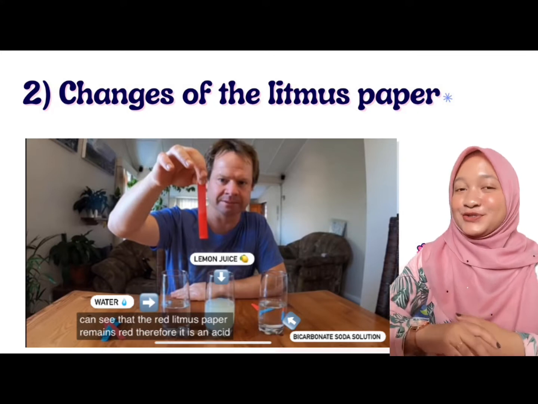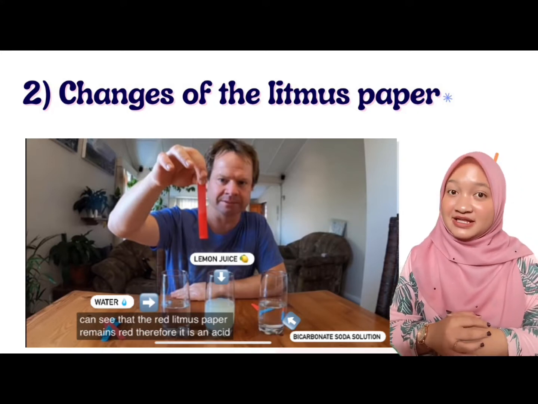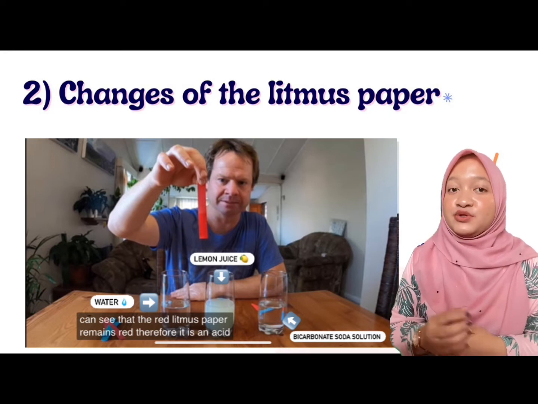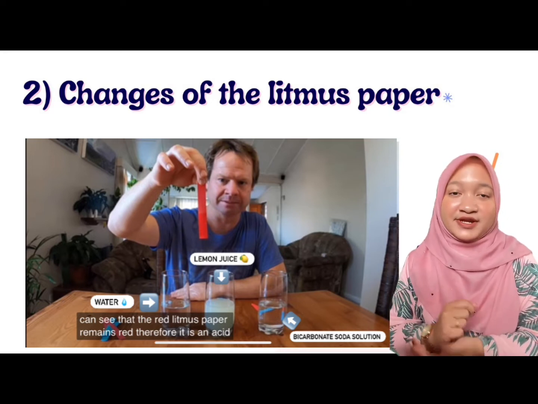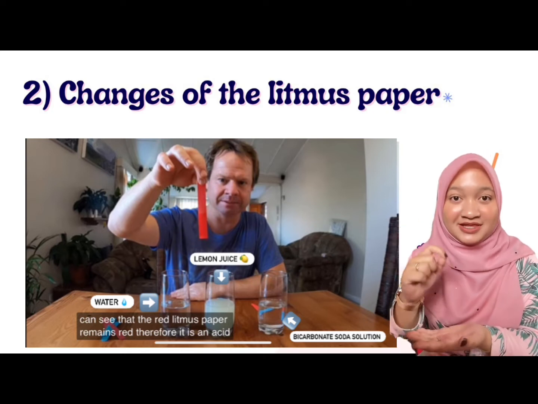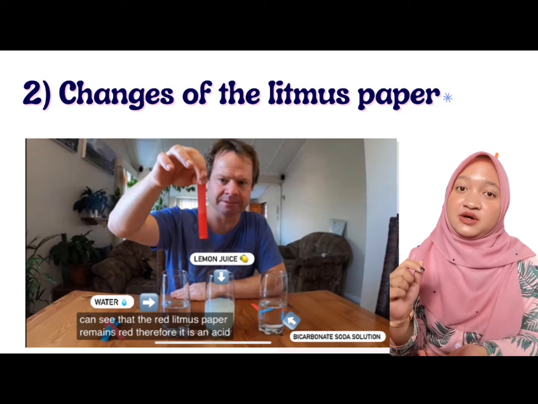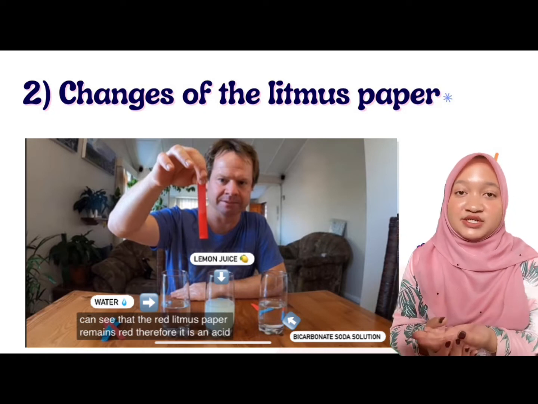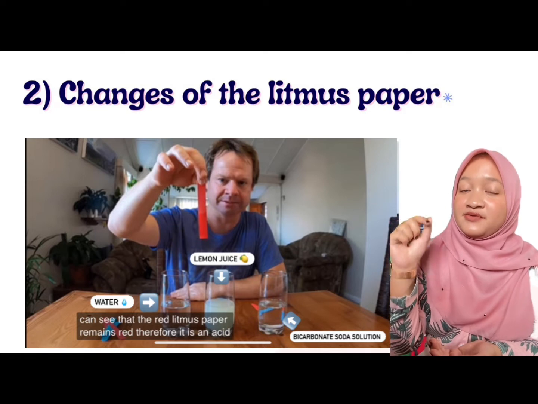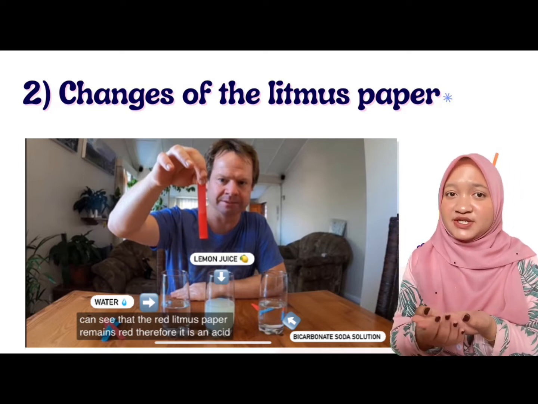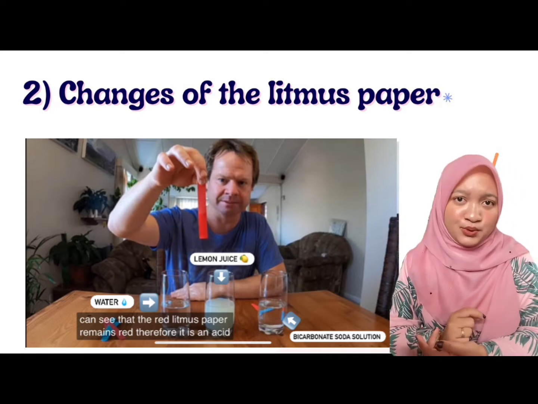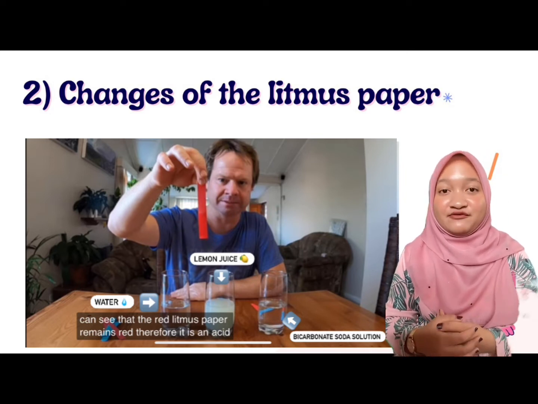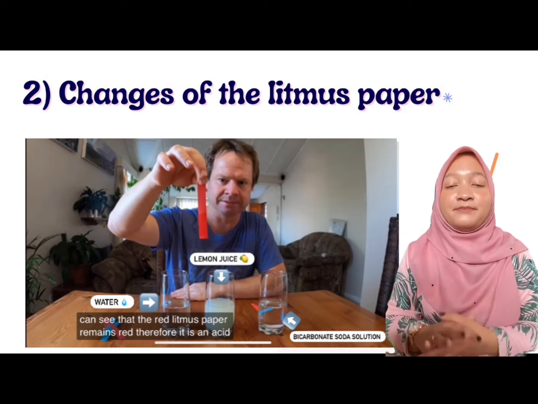The next way to identify acid and alkali is based on the changes of the litmus paper. When you dip the litmus paper into an unknown solution and you find out that the blue litmus paper turns to red, it is an acid solution. And when you dip the red litmus paper into the unknown solution and the red litmus paper turns to blue, it is an alkali.